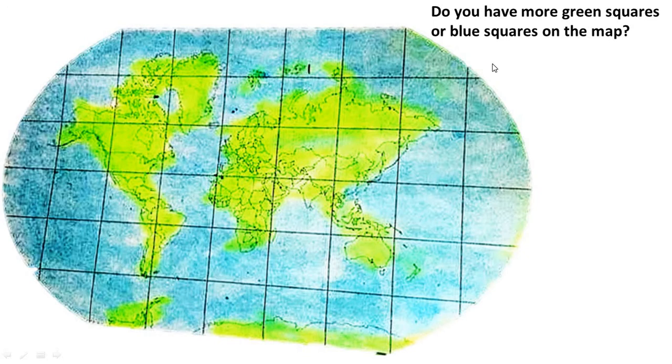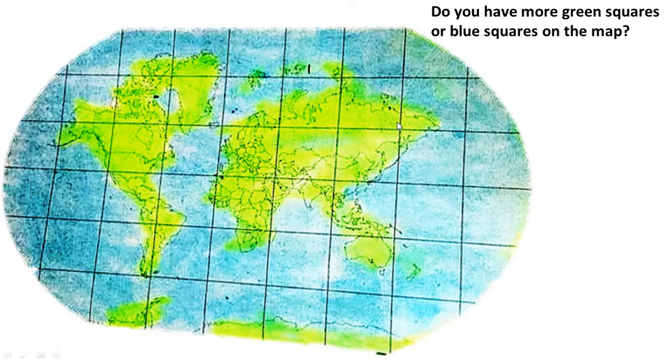Now, the question is, do you have more green squares or blue squares on the map? Can you count them up? How many blue squares do you have in your drawing? And how many green squares do you have in your drawing? If you count them up, you may find that we have about 32 blue squares, while we have about 18 green squares, right? So we have more blue squares in the world map, right?